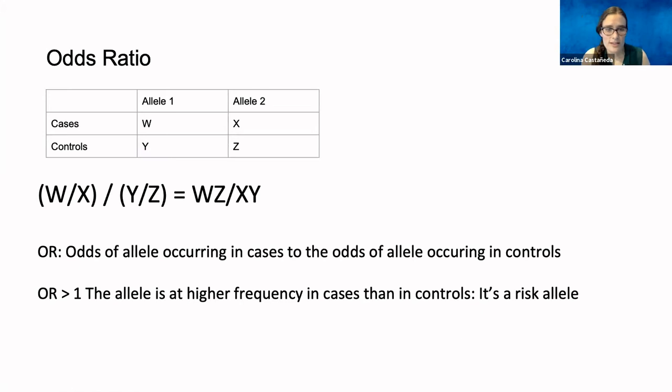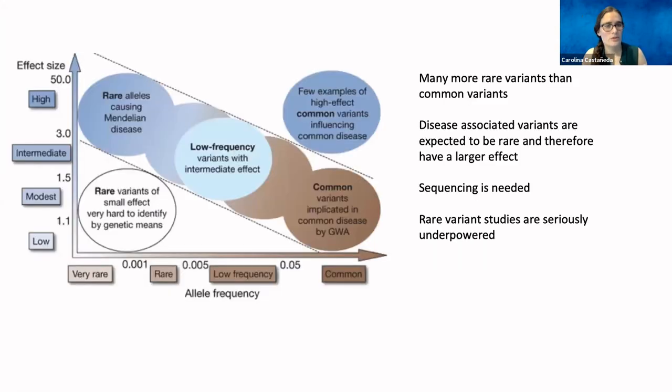So I already said that most variants that are associated with disease are rare, at least for rare diseases. So studying rare variants is very hard. There are many more rare variants than common variants in the general population. And the disease-associated variants are expected to be rare because you would expect to see your whole population being healthy, right? I mean, the most common phenotype in your population should be healthy. So to detect them, as I already said, sequencing is needed. And in order to analyze the association between these rare variants and the disease, you have to perform rare variant studies that are usually seriously underpowered.